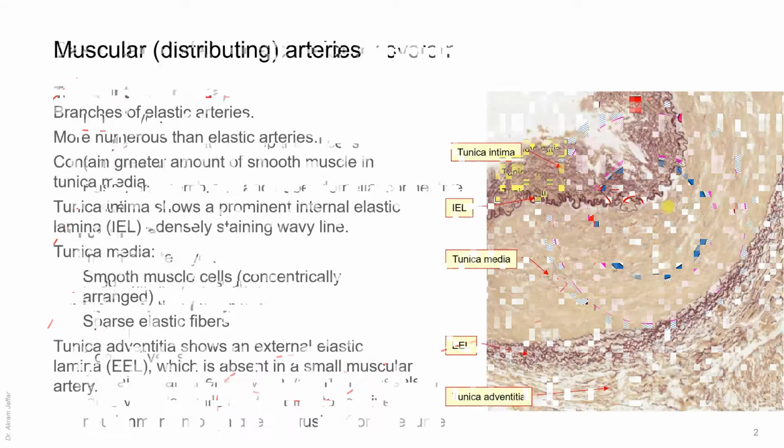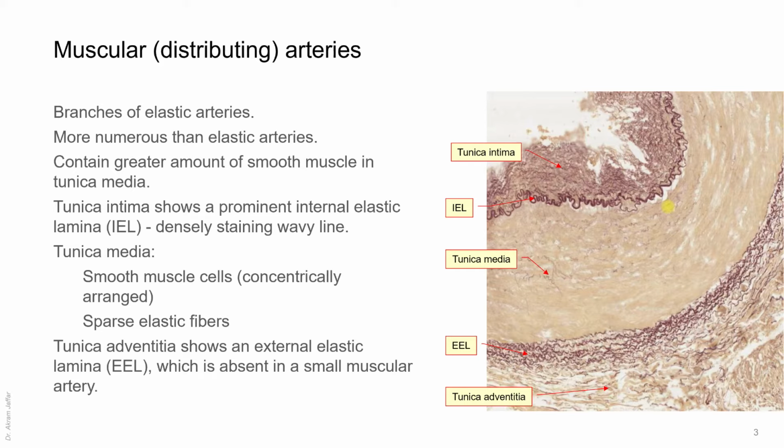Now let's start with the first histology slide here. This is a slide of a muscular or distributing artery. And you can see that this is a special stain that stains elastic fibers. So you don't see cells, you don't see nuclei. This will be the tunica intima, which is lined by a simple squamous epithelium lying on a subendothelial connective tissue.